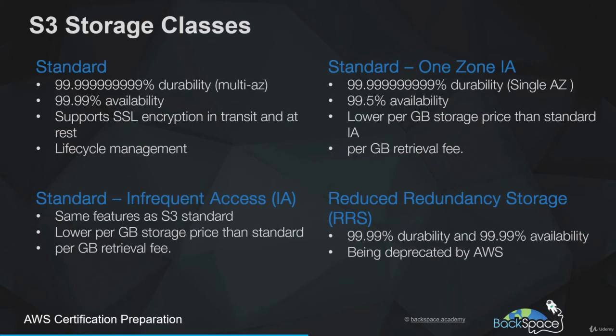And finally, we've got reduced redundancy storage. This is quite an old storage class, and AWS are slowly deprecating it, and I think eventually it will disappear, but it's not recommended for new architectures. It provides 99.99% durability and 99.99% availability. But again, there is not really much of a cost saving by using it. So AWS are trying to discourage people from using RRS.